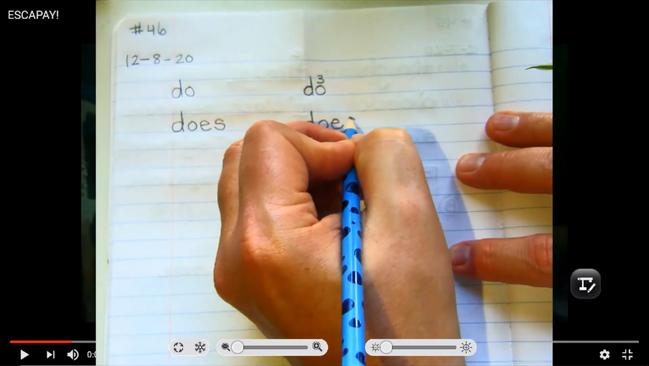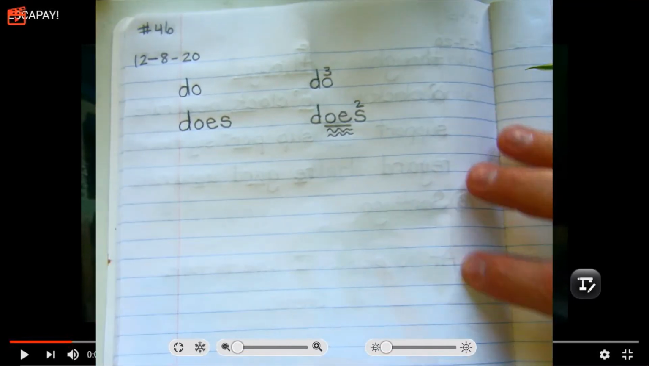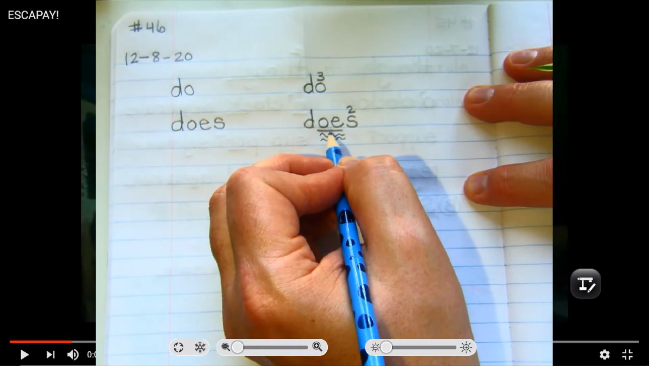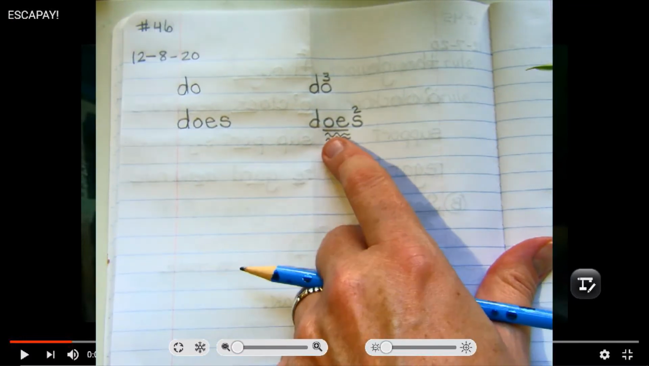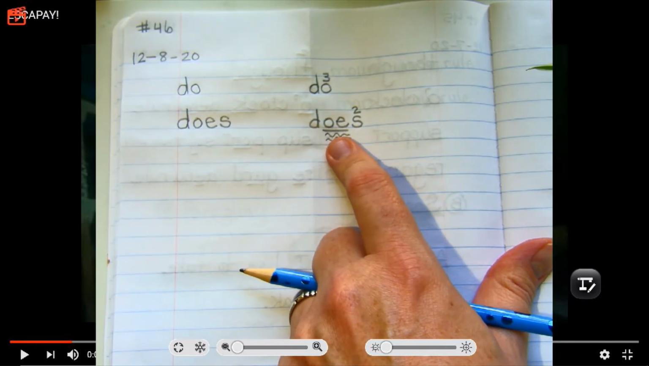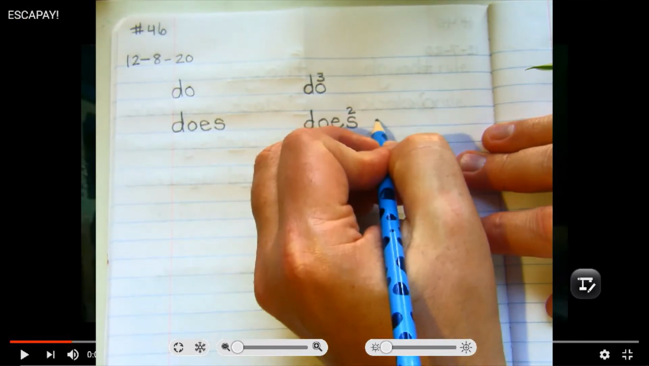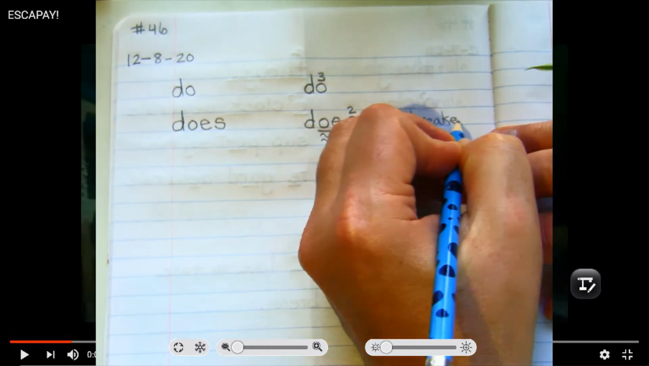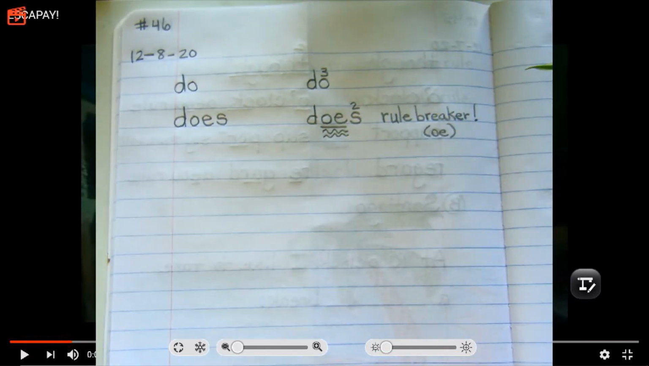D-uh. Final sound, z. Did you catch that marking? Two above the z, d, z. So this also is the spelling of the word does, like the female deer, right? Doe, a deer, a female deer. But that would be saying O, the O of toe, does. But this is today's spelling word does, and this does not say O, the O of toe. So we have a rule breaker for our O, the O of toe. Rule breaker. Does. So do and does.